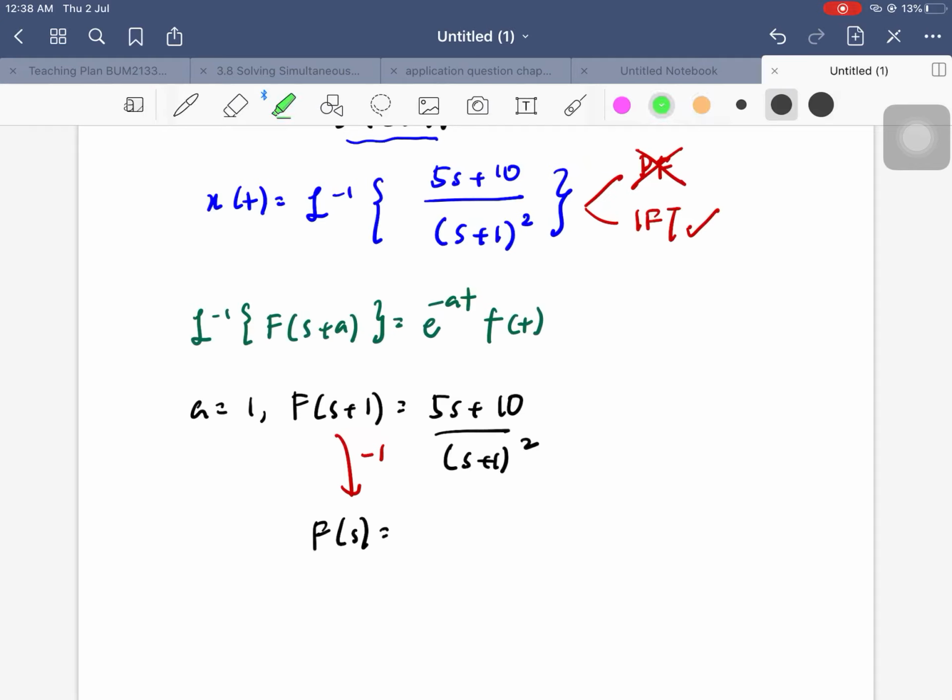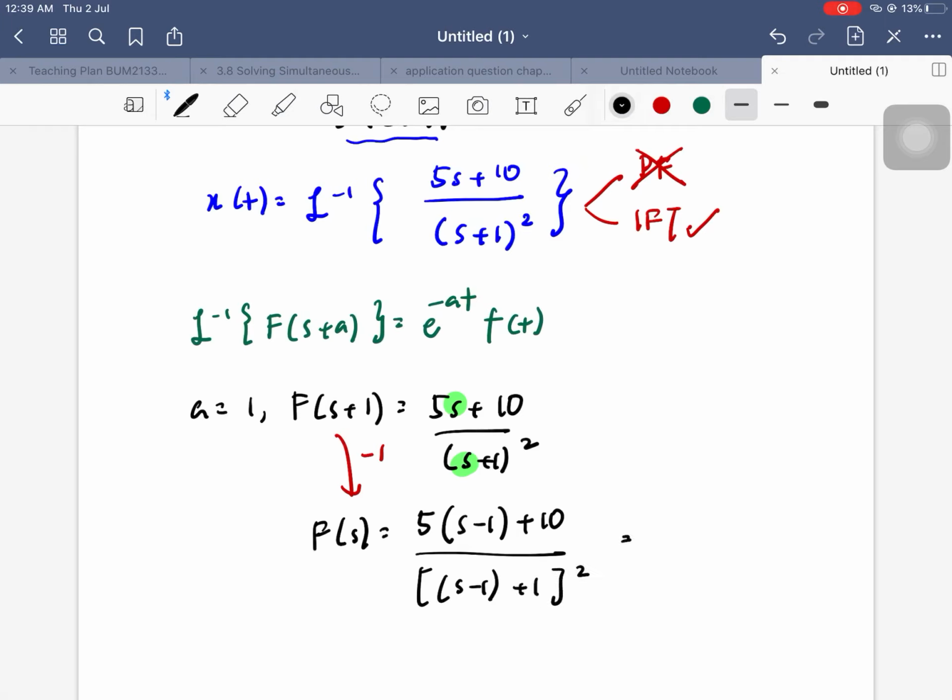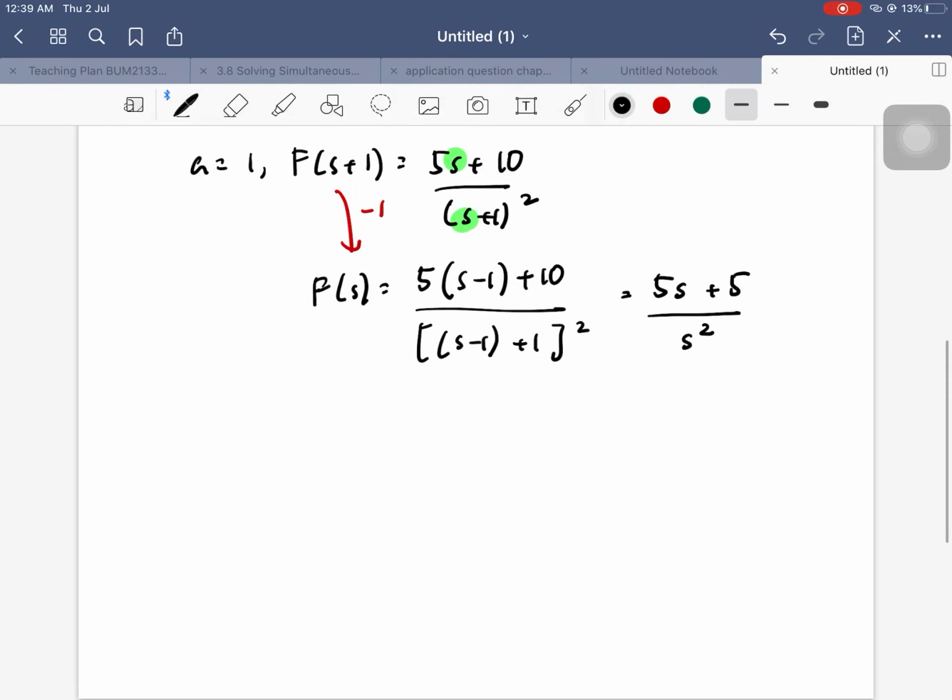So let's see, where are we supposed to substitute? This one and this one at the bottom. Please make sure every single s at the top and the bottom is substituted. Do not leave any of them. So here I'll end up with 5 times s minus 1, plus 10, over s minus 1 plus 1 squared, which is going to simplify to 5s minus 5 plus 10, that's a positive 5, over s squared. So that is going to be my function F of s.